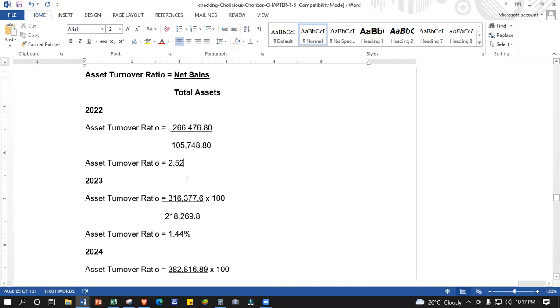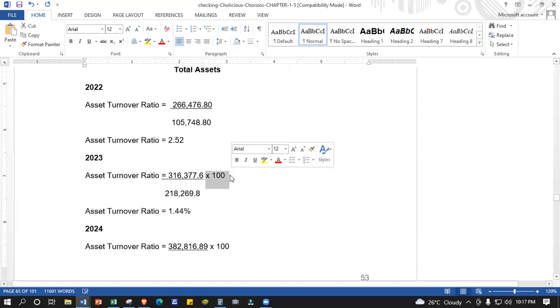It means, using your assets of 105, you were able to produce 266 in sales. Therefore, you are very effective. Your assets were that much and you produced 2.52 times. Okay, it's in times. Or just as that, it's fine. Again, there's no 100.